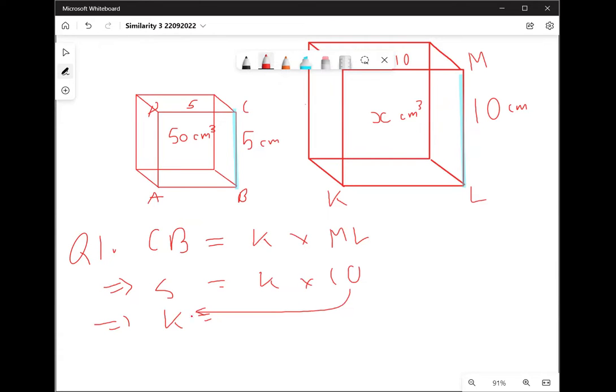10 always goes down. This will be 5 by 10, right? If you take multiplication from one side to the other side, it will go from top to bottom. So the answer will be like this. 5 by 10 is equal to K. So how much? K is half. 5 by 10.